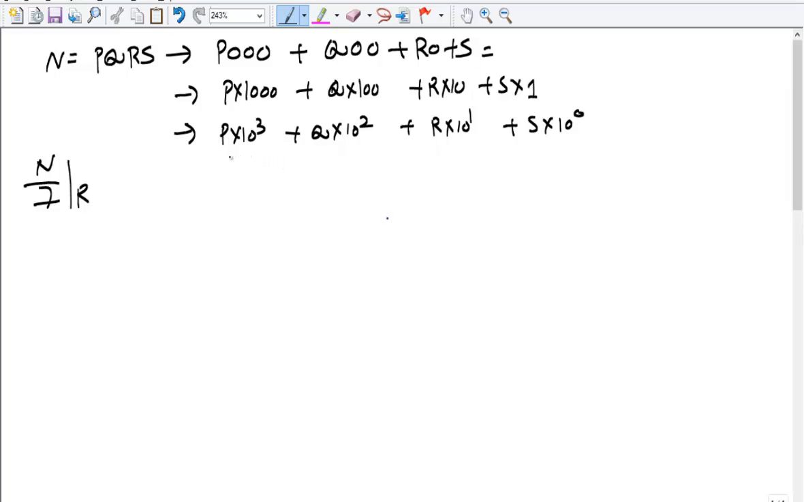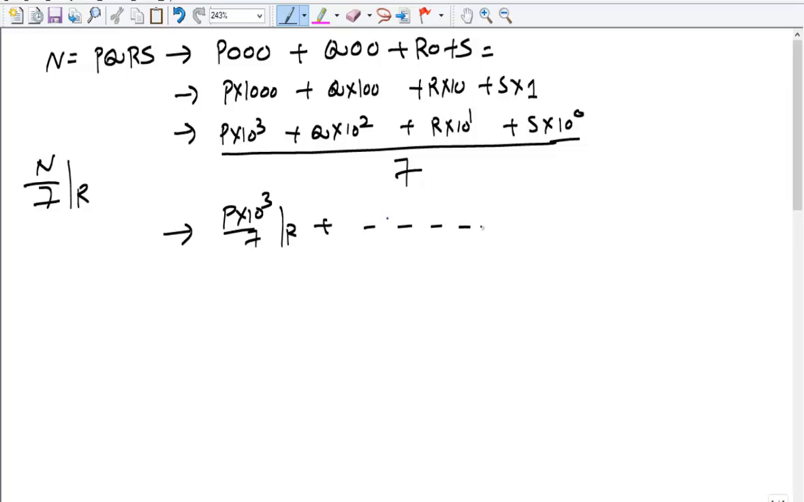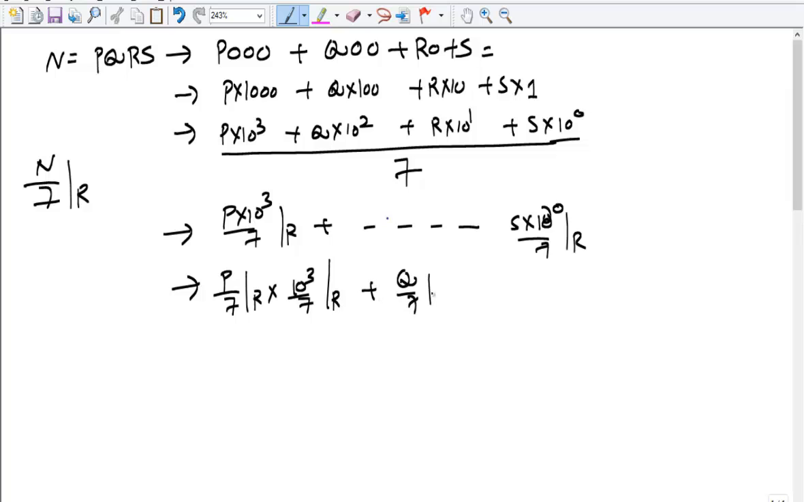So whenever n is divided by 7, since n is P into 10 cube and so on up to S into 10 power 0, this by 7 is nothing but P into 10 cube by 7 remainder and so on up to S into 10 power 0 by 7 remainder. This we can write as P by 7 remainder into 10 cube by 7 remainder, Q by 7 remainder into 10 square by 7 remainder, and so on up to S by 7 remainder into 10 power 0 by 7 remainder.